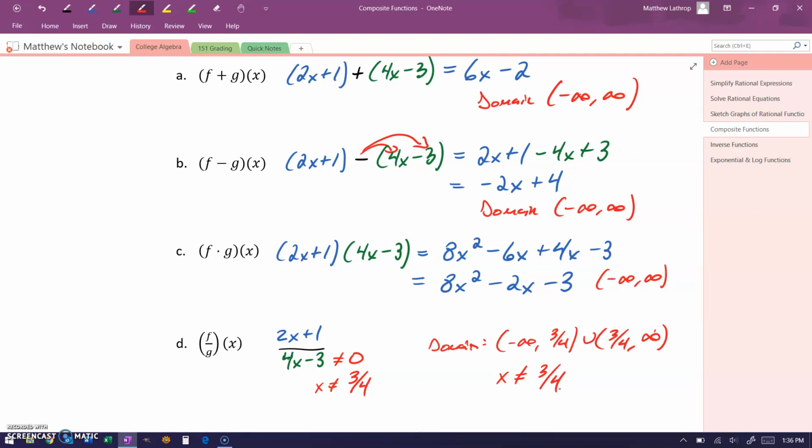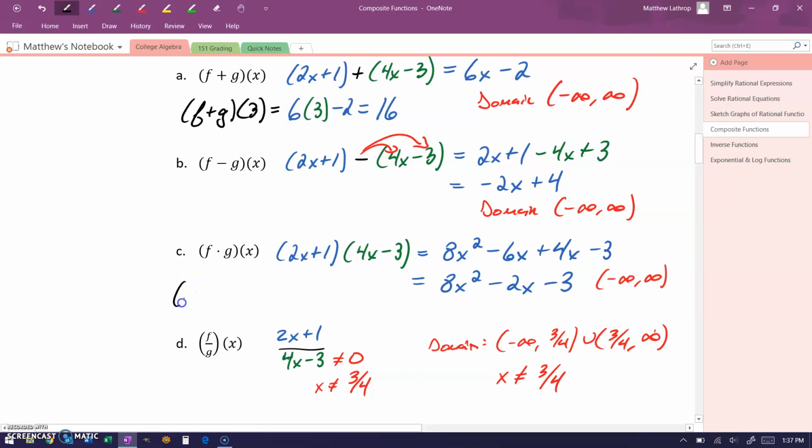From here, an additional question that can be asked for each of these would be to evaluate the given function for a specific number. For instance, we could be asked to find f plus g of 3. This would simply mean we want to take our resulting function, f plus g, which in this case was 6x minus 2, and evaluate it for x equals 3, which in this case would give us 16. Nothing there really changes from our standard process for evaluating functions. It's just recognizing that notation and knowing then which function we should reference to evaluate.